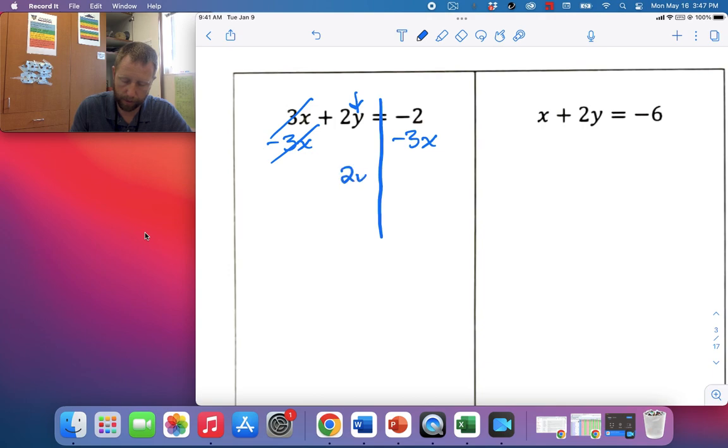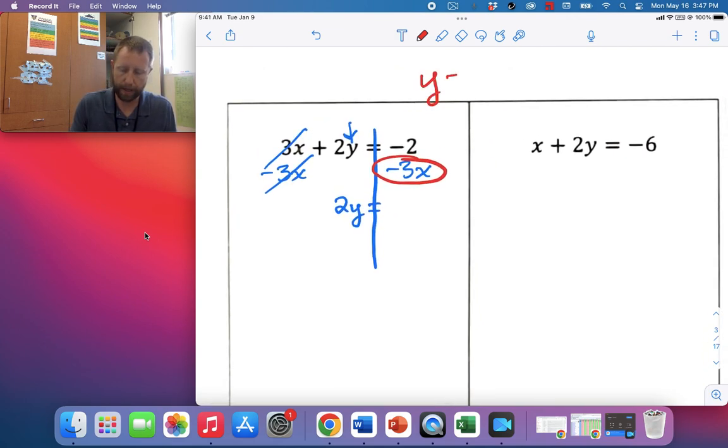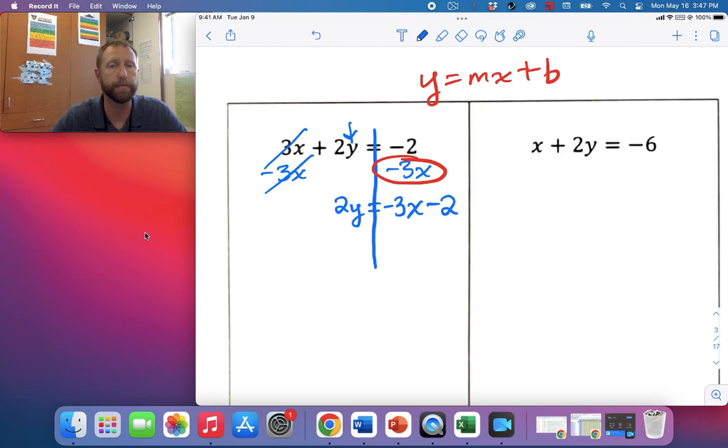That leaves me with 2y equals, and now I like to put it so that this term comes first after the equal sign, because that's how slope-intercept form is, right? Let me write that up here: y equals mx plus b. I want that x term to come first after the equal sign. So I'm actually going to put the minus 3x first, and then that minus 2 will go at the end.